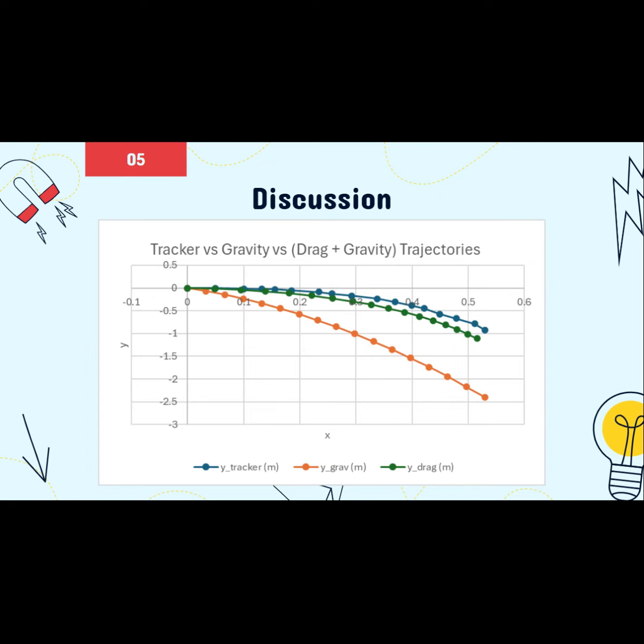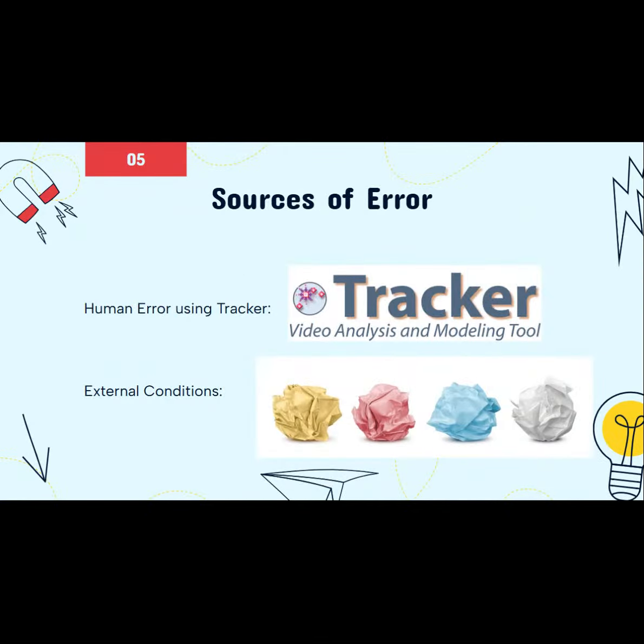This graph tells us that including drag in our computational model produces a more accurate result to the real life values. However, there's still some discrepancies between the real life values and just the drag plus gravity, as there are many sources of error that can affect the data. First, human error in tracking the motion of the paper ball could cause small inaccuracies in position or velocity measurements. Our computational model also makes assumptions like ignoring wind and only including drag and gravity, which may not perfectly match real-world conditions. And finally, measurement errors with the calibration stick or timing could also influence the results.